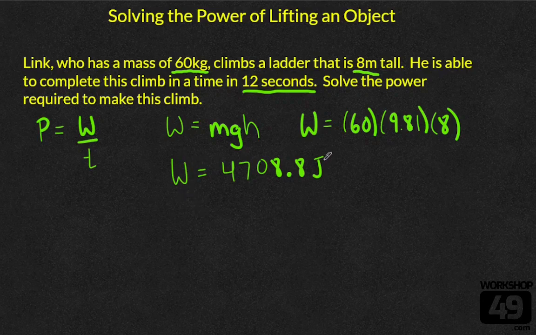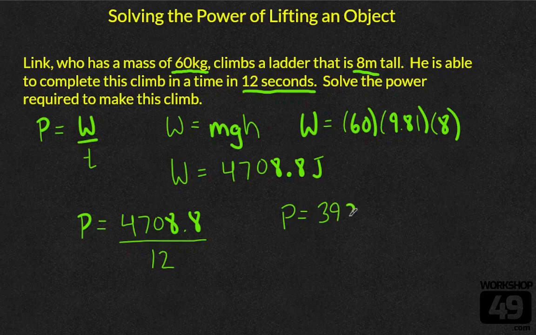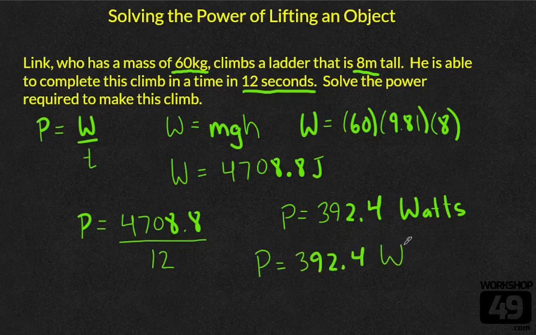Once you've successfully calculated work, in this case, the work of lifting an object, our power is just going to equal this work, 4,708.8 joules, divided by the time that it took Link to climb the ladder, divided by 12. The power is going to equal 392.4 watts. We measure power in watts, which we can use as a capital W here, but I wanted to write it out the first time just so that you could see it.